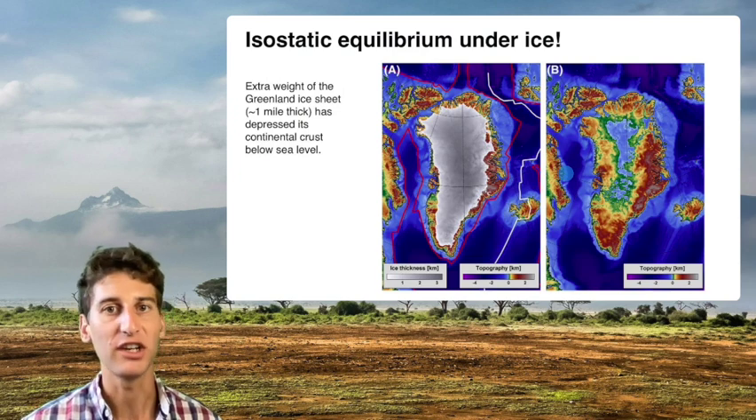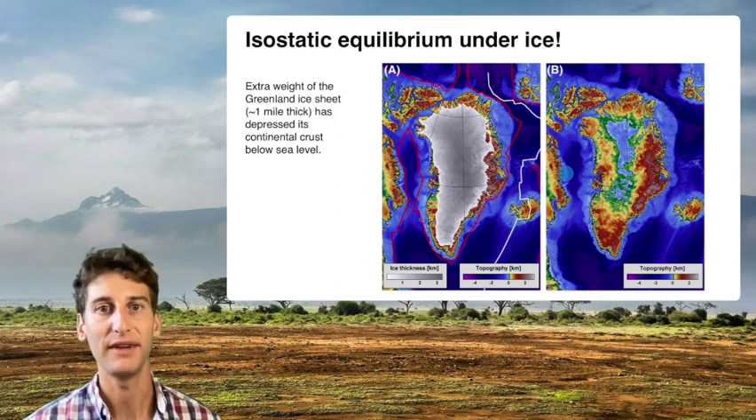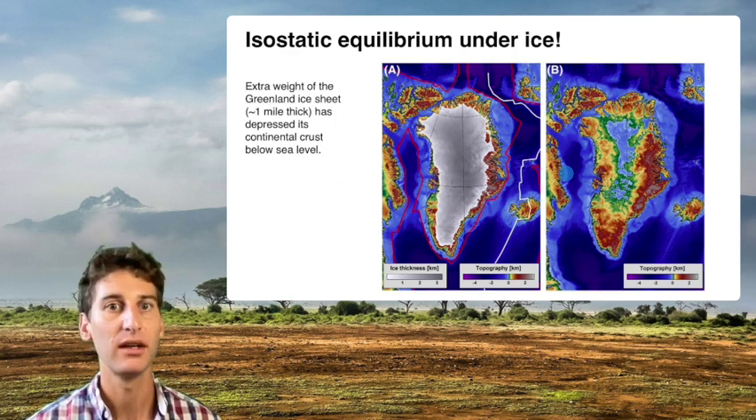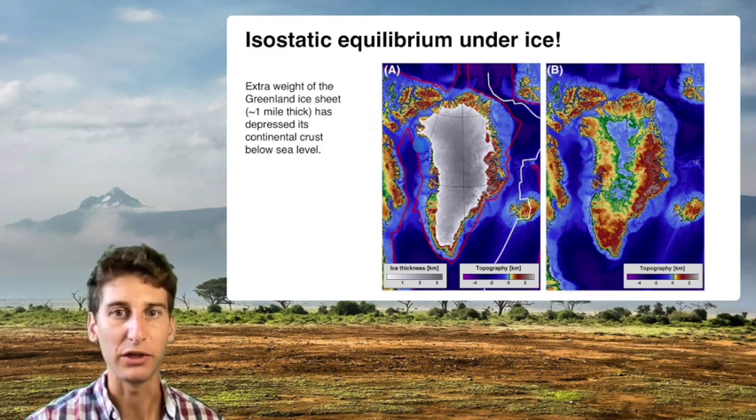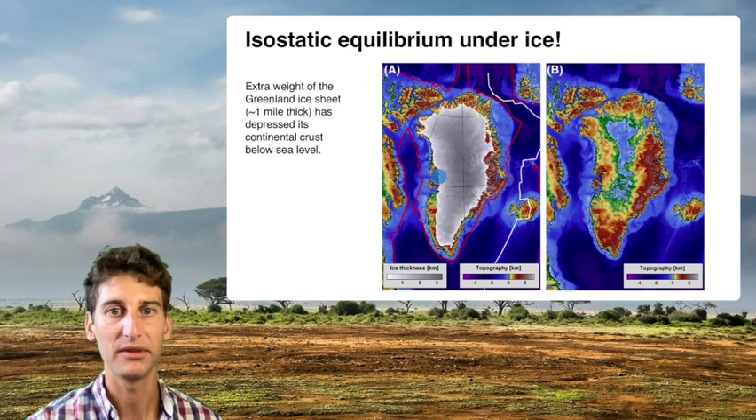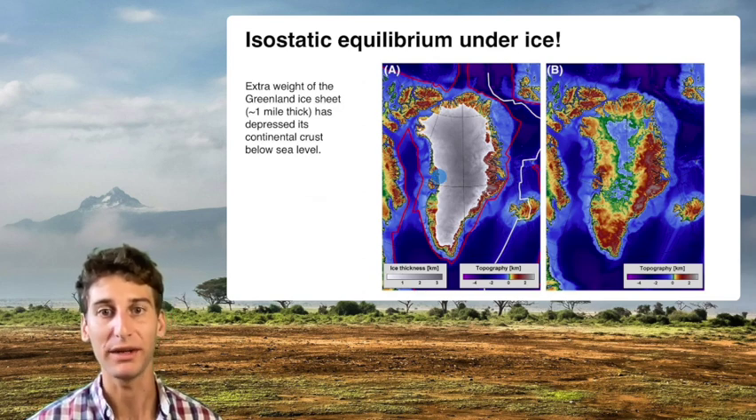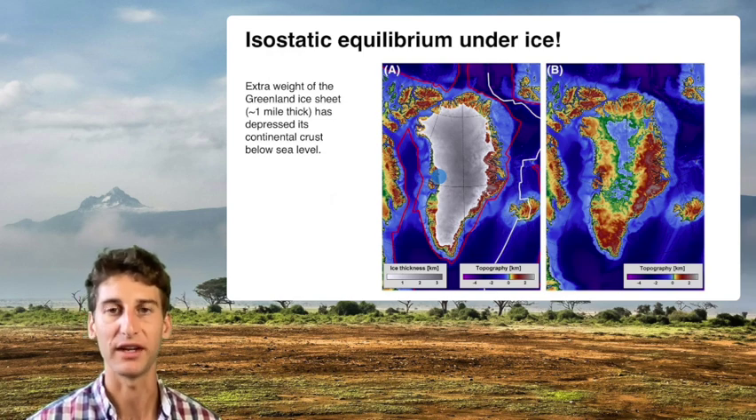So isostatic readjustment or isostatic equilibrium isn't just affected by erosion. It's also affected by things like melting ice sheets. So you might have seen maps of Greenland here. You always see this big slab of ice. This is a kilometer to 2 kilometer to even 3 kilometer thick ice sheets that are sitting on top of the lithosphere. And so this is all this extra weight that's pushing down on this rock.